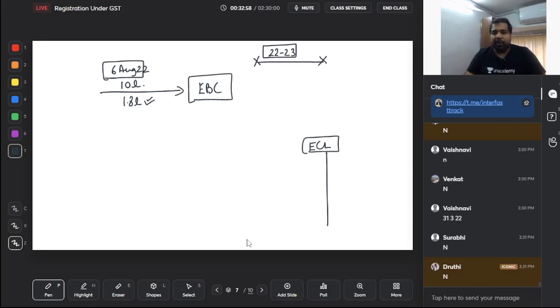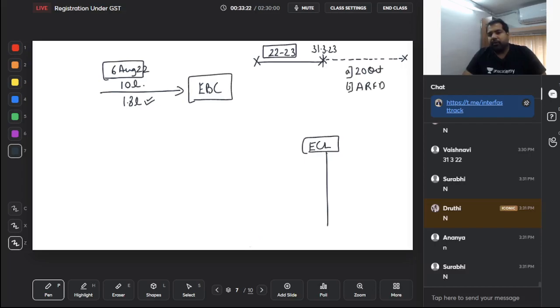No, guys, the government will not allow that. Everything has an expiry period. So by when? After the year ends. When will the year end, guys? The year will end on 31st March 23. After the year ends, 2 dates. Which are the 2 dates? 20th October. Or what is the second date? Annual return filing date, whichever is earlier.